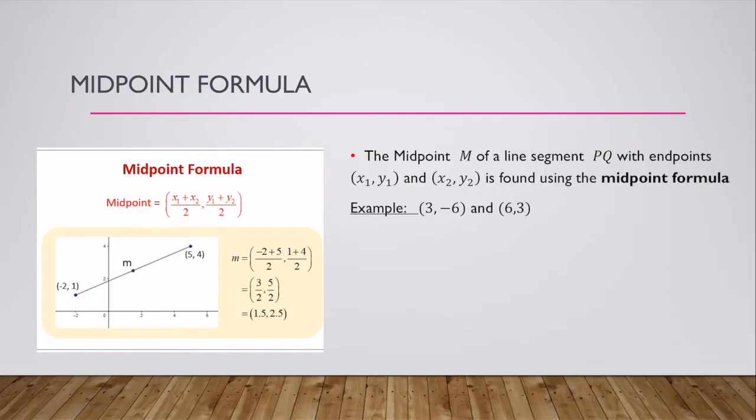So if I wanted to know the exact midpoint between any 2 points on my coordinate plane, we would want to use the midpoint formula. So the midpoint M, notice that's a capital M, of a line segment PQ with endpoints x1, y1, and x2, y2 is found using the midpoint formula. So here's the midpoint formula, and here's an example.